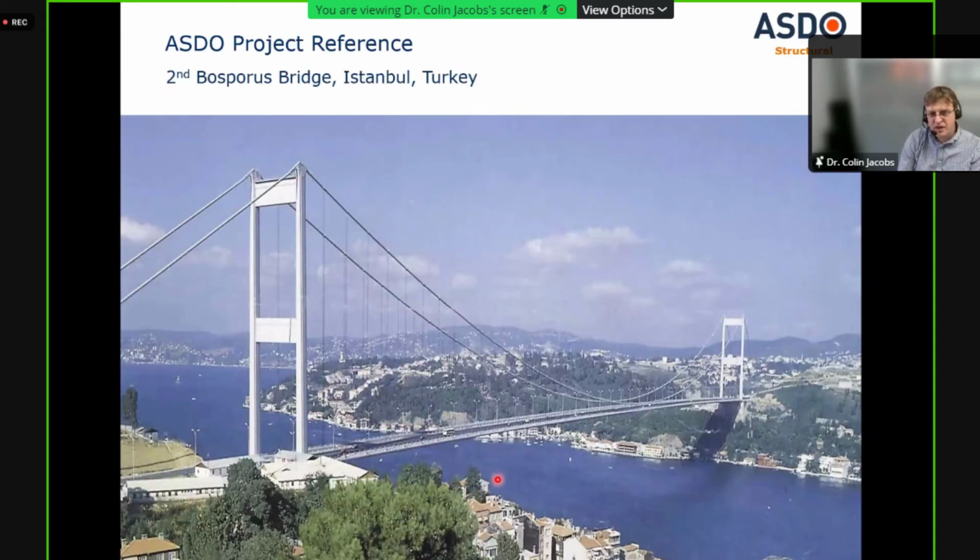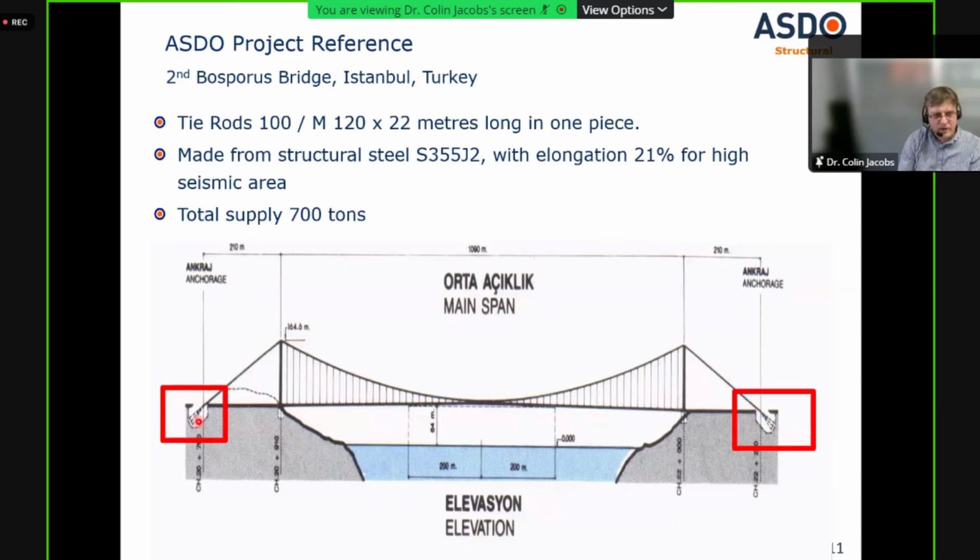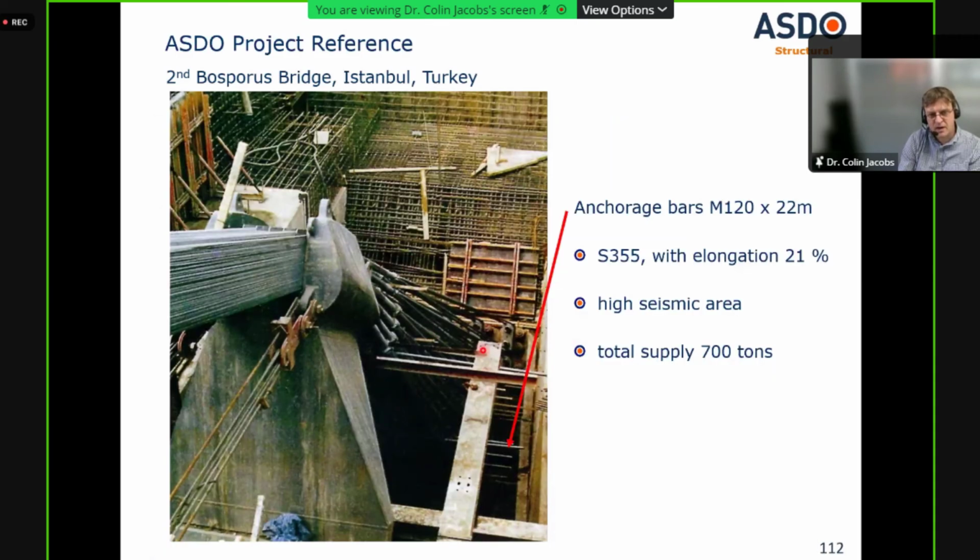Now I'm showing this bridge here, but we did not supply these cables that are being supplied on this bridge here. But what we did supply is 700 tons of anchorage rods for the mainstay cables, which are split at the ends, individual strands. Then we made a connection that connects to the strands and then goes back into the anchor blocks at the end. So we had to supply a very ductile steel, high ductility because it's a high seismic area, and that was a successful project for us.